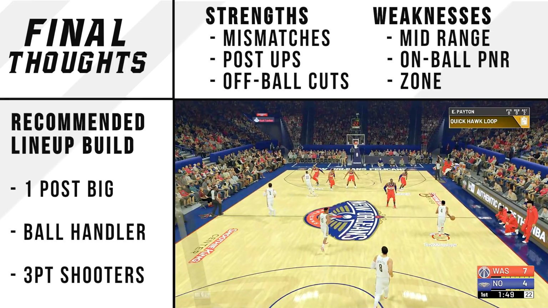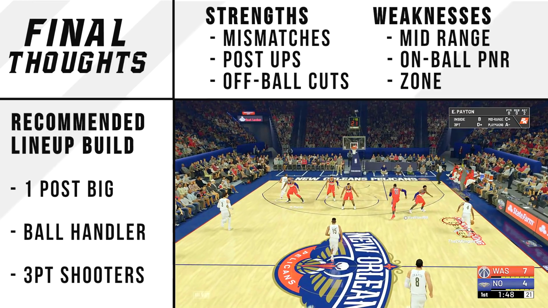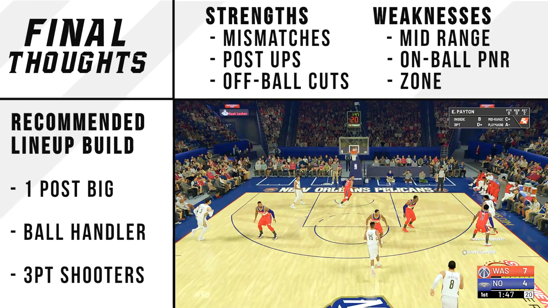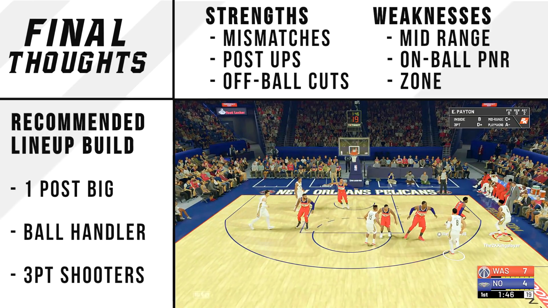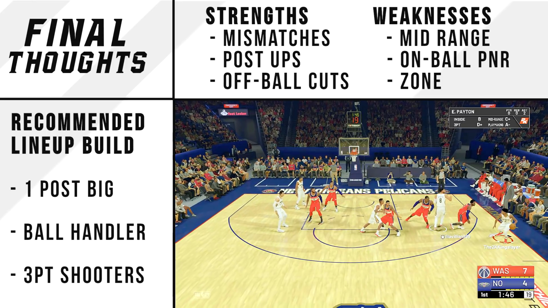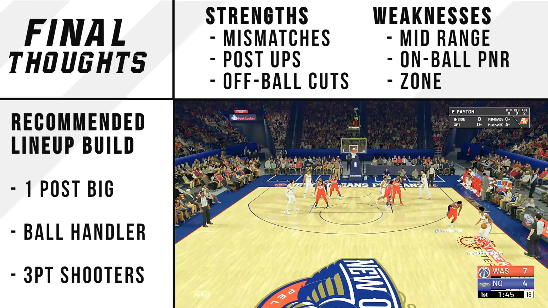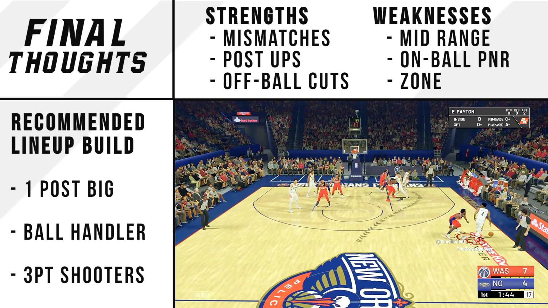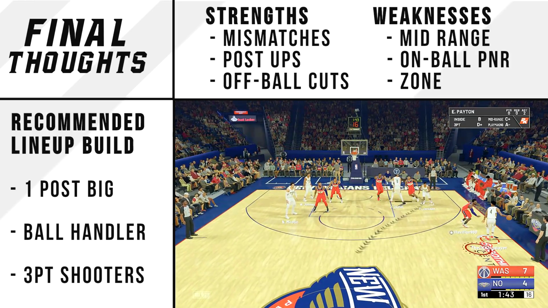So, as I said earlier, one of the main strengths and your main priority when running this is to look for mismatches from that first action that is created. And you guys just saw a lot of examples of Anthony Davis posting up against smaller guys. And that was created because of that first action in the Hawks Loop series. Post-ups obviously are a strength of this one because of those mismatches.